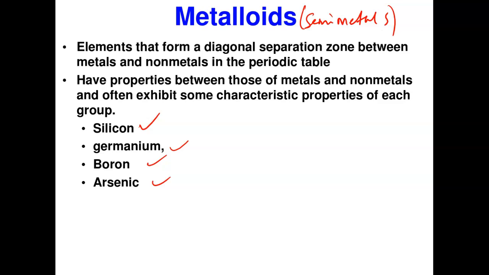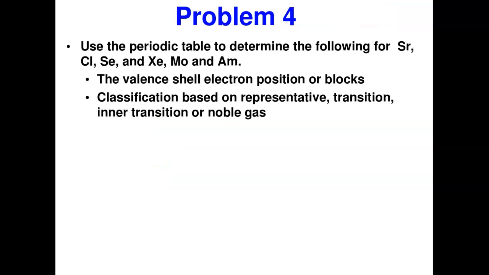Now, let's move on to the next page, which will bring us close to the end of this lecture. It says, use the periodic table to determine the following for these elements: Sr is strontium, chlorine, selenium, xenon, molybdenum, and americium. Number 1, the valence shell electron position or the block. We want to determine the block in which all these elements belong. This classification is based on the highest energy electron.